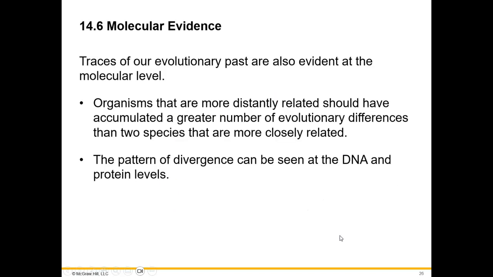Also, traces of our evolutionary past are evident at the molecular level, not just in fossils. So we can kind of safely assume that organisms that are more distantly related, meaning they have more time between their development, should have accumulated a greater number of evolutionary differences than two species that are really closely related in time. The pattern of divergence can be seen at the DNA and protein levels when we look at those.